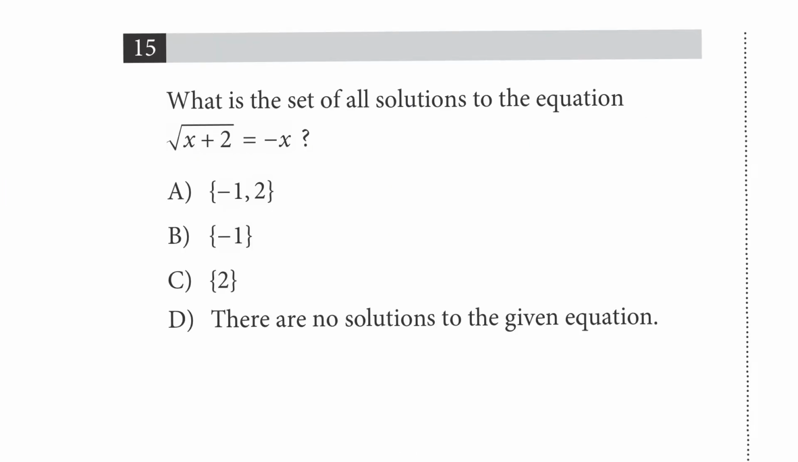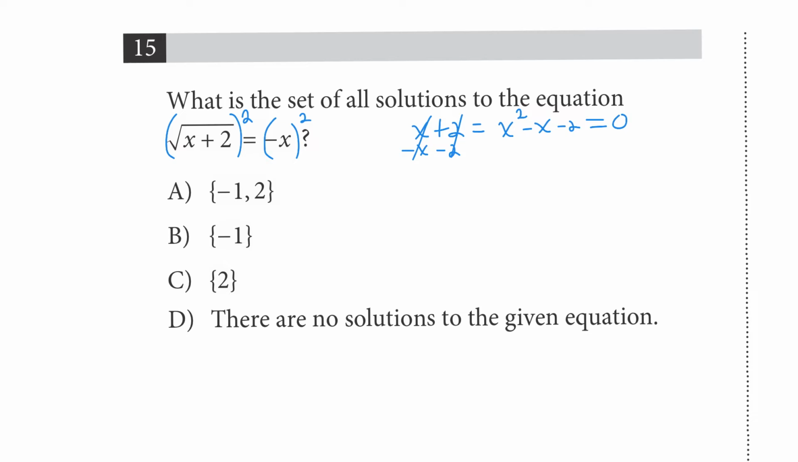Okay, problem number 15, we have a radical equation. What is the set of all solutions to this equation? Well, one thing that we could do is square both sides to get rid of the radical. And when we do that, we're going to have x plus 2 on the left-hand side equal to negative x squared. Negative x times negative x would be positive x squared. So we have a quadratic equation, and we want to write this in standard form. So I'm going to have minus x minus 2 so that we could set it equal to 0.